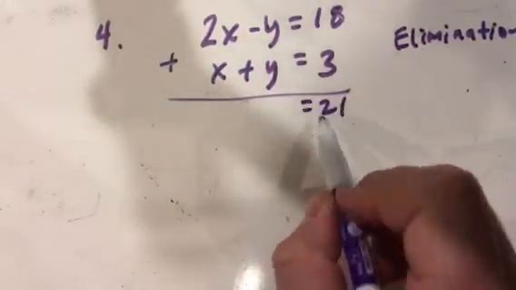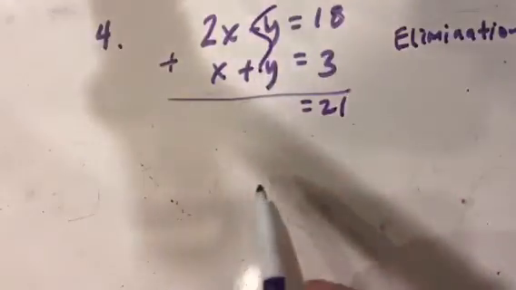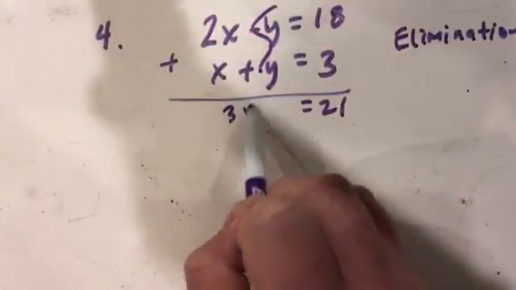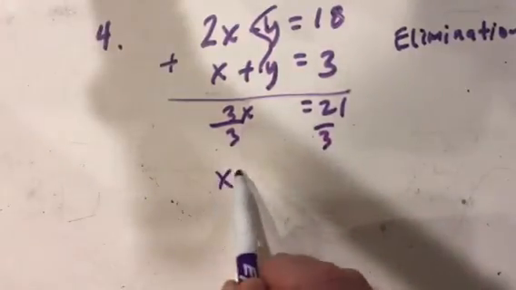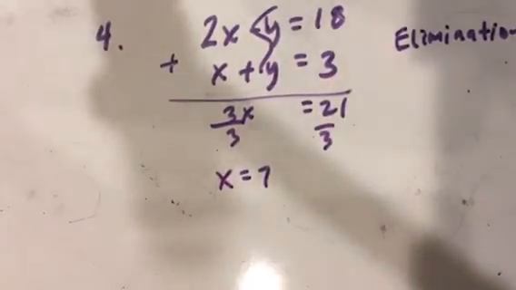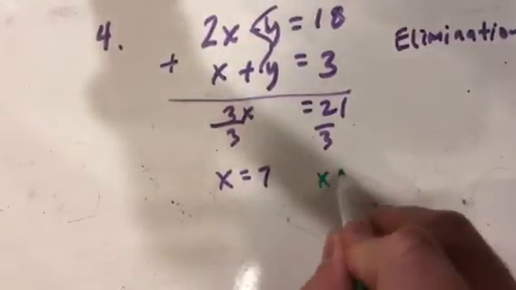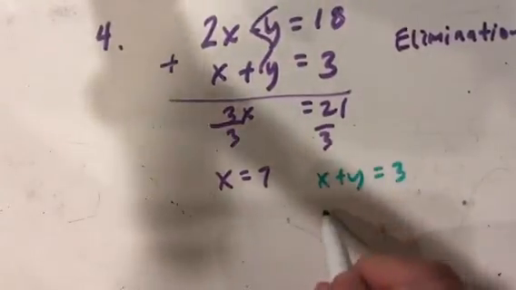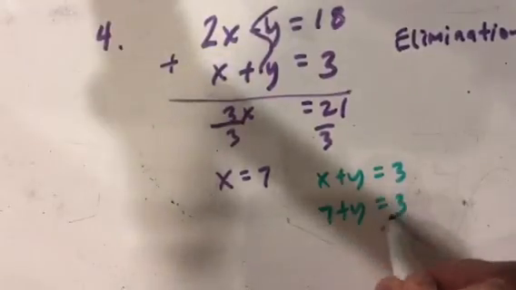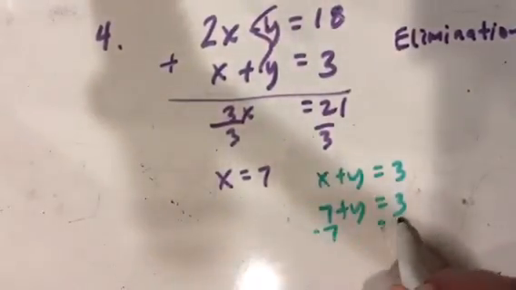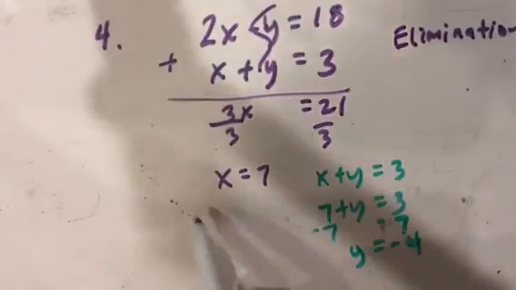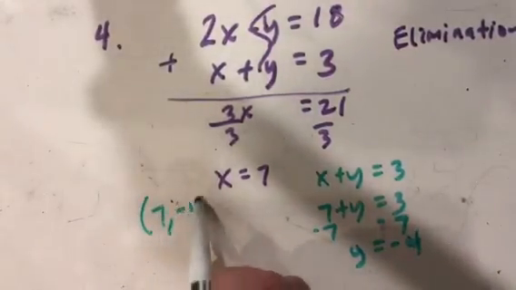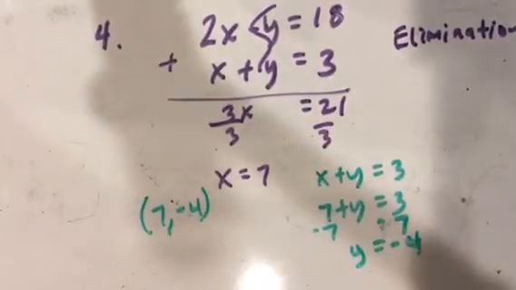18 and 3 make 21. y plus y is nothing. 2x and x is 3x. Easy equation, divide by 3. Very quickly we have that x equals 7. Go find one of the equations. For instance, the second one was x plus y equals 3. We now know x is 7. So we could just subtract 7 to finish. y is -4. The answer to this problem is 7, -4.